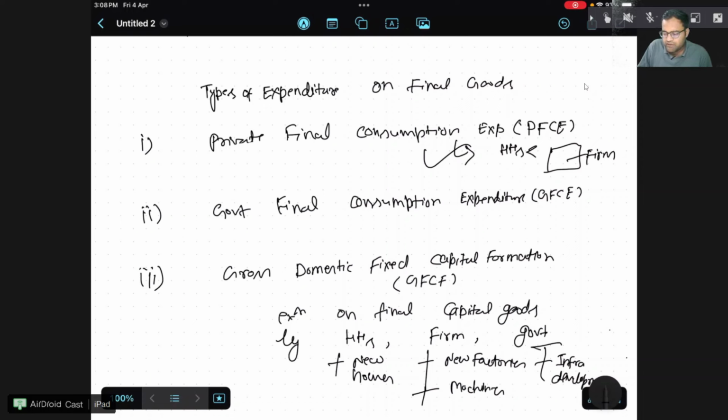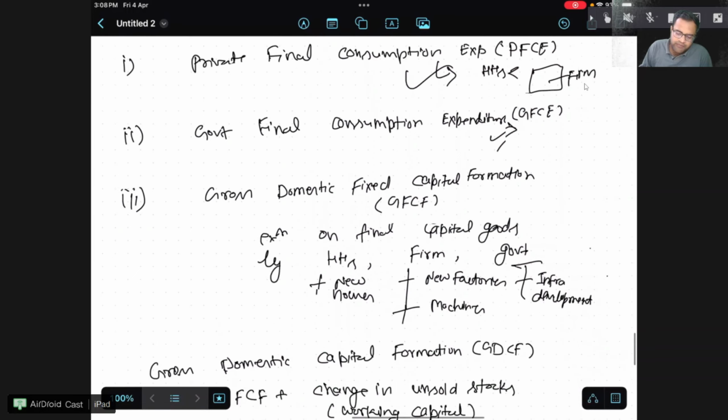The second type of expenditure on that particular good is the government final consumption expenditure. Expenditure made by the government on those final goods and services coming from any firm is known as the government final consumption expenditure.